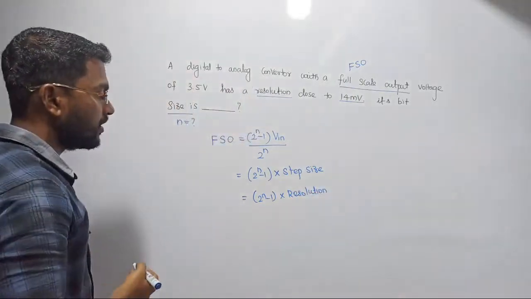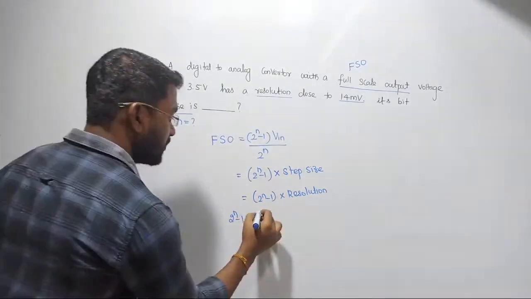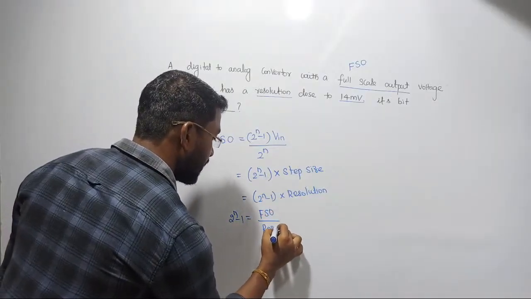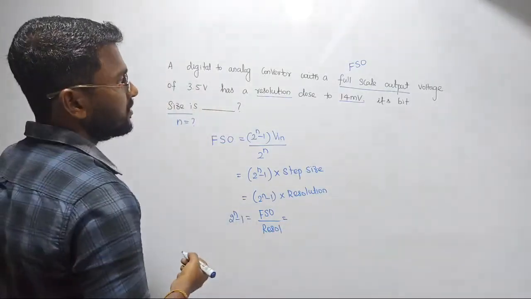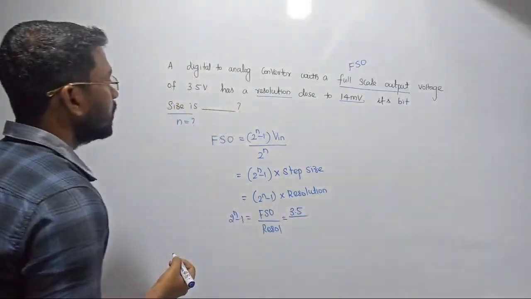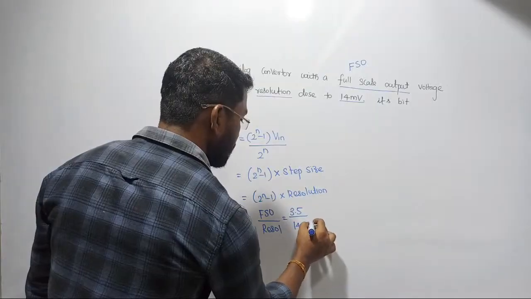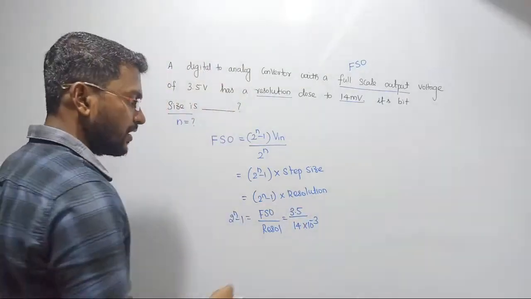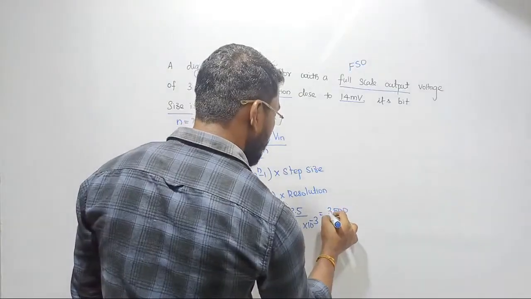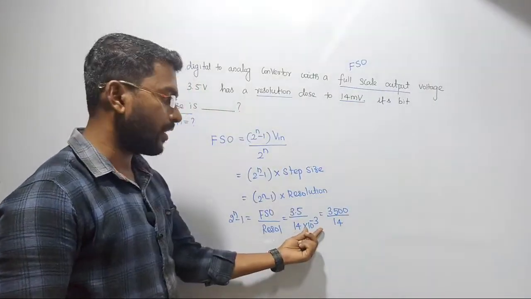From this, what we can say, right? So let me write, 2 power n minus 1 can be written as full scale output voltage FSO upon resolution. Any mistake in my conclusion? No. Let us consider full scale output voltage. It was clearly given as 3.5 volts upon resolution, also given, that is 14 millivolts. 14 milli can be considered as 10 power minus 3, such that I can reduce this function as 3500 upon 14. Guys, I just brought this 10 power minus 3 to the numerator.